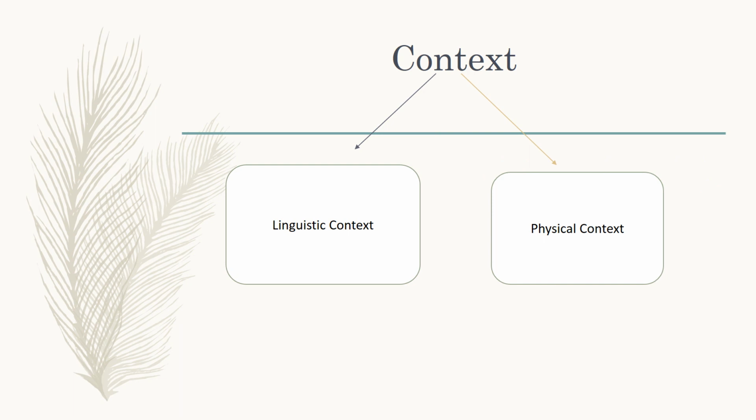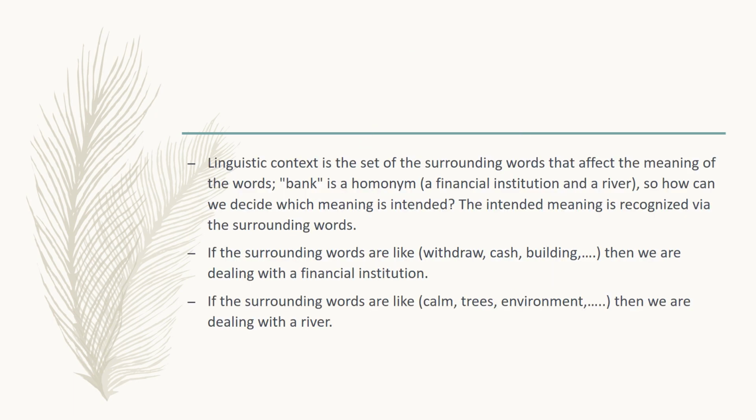The first step to understand meaning within the pragmatic perspective, حسب pragmatics, we need to consider context, السياق. The context is of two types, linguistic context and the physical context. Let's see what is meant by both. Linguistic context is the set of the surrounding words that affect the meaning of the words.